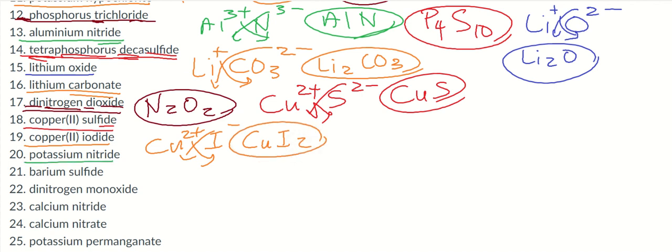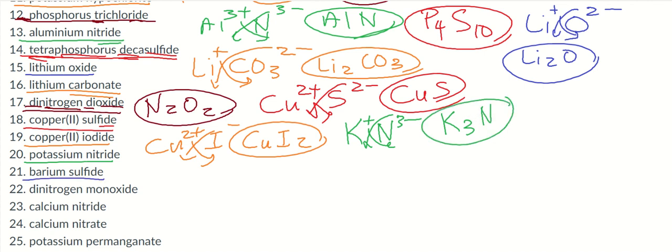All right, potassium nitride, those are just 2 elements. It's another ionic compound. Potassium has a 1 positive charge. Nitrogen has a 3 negative charge. Crisscross those numbers. There's your answer.